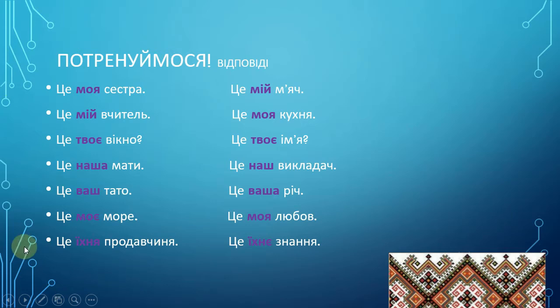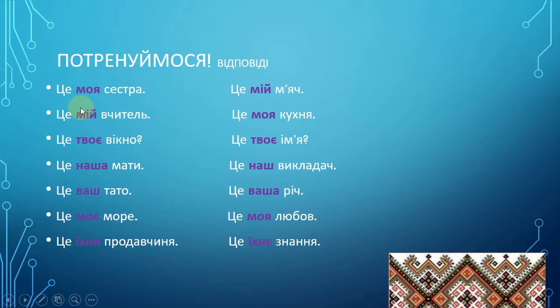Let's do some explanations. Це моя сестра. This is my sister. We know that the noun сестра is grammatical feminine, so that's why we use this form of this possessive adjective. So, моя сестра. Це мій вчитель. Again, вчитель, grammatical masculine, so here we use the grammatical masculine form of this pronoun. Це твоє вікно. Is this your window? So, вікно is grammatical neuter, that's why we use the grammatical neuter form of this pronoun.